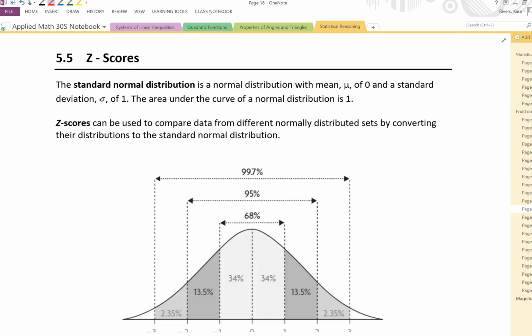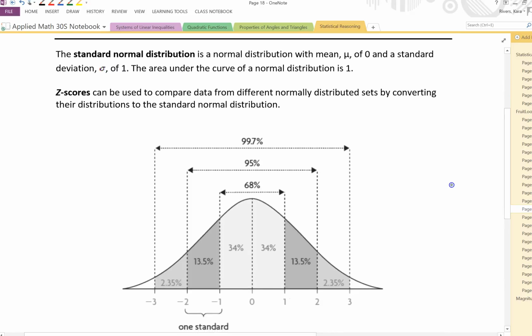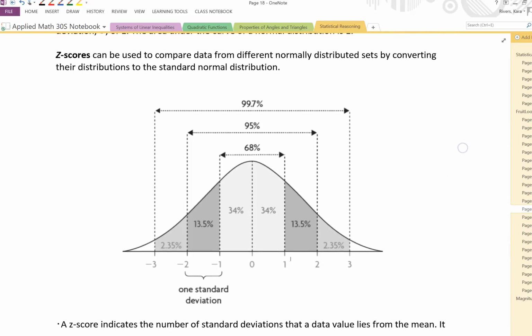Alright, let's get back to this page here. So it says Z-scores can be used to compare data from different normally distributed sets by converting their distributions to standard normal distribution. So that's what I was talking about. So now we're calling these new names: 0, 1, 2, 3, 0, negative 1, negative 2, negative 3. And again, what's missing in our diagram here is the 0.15%.